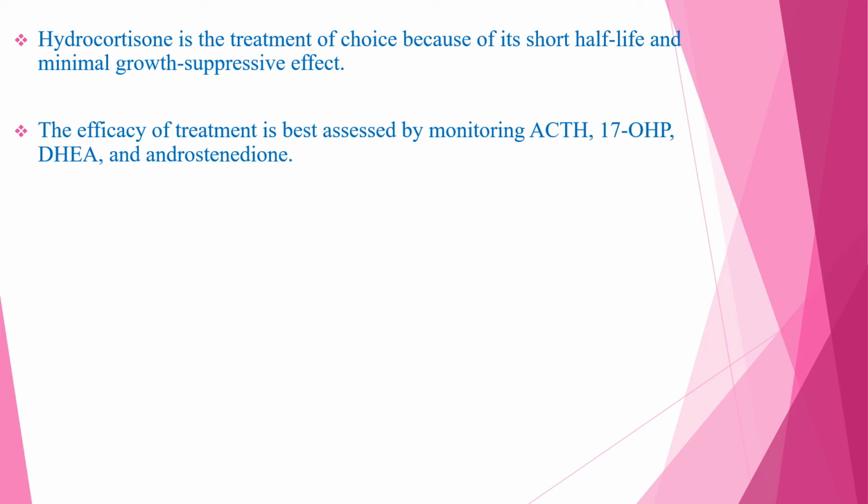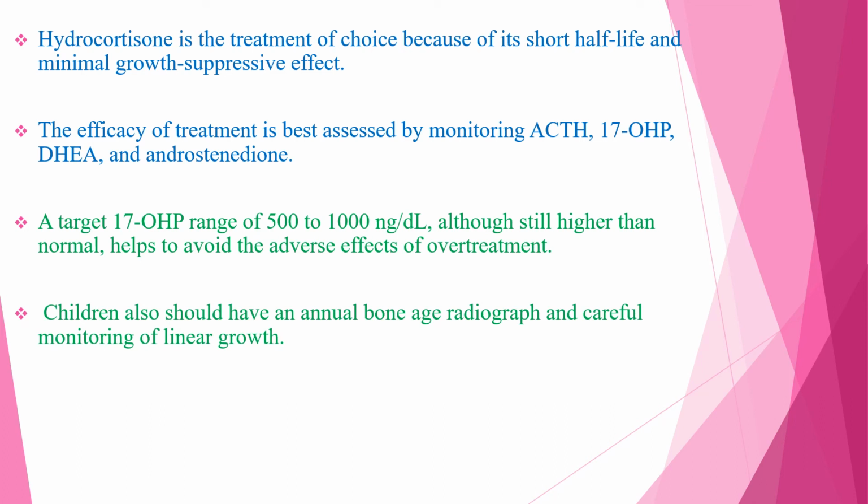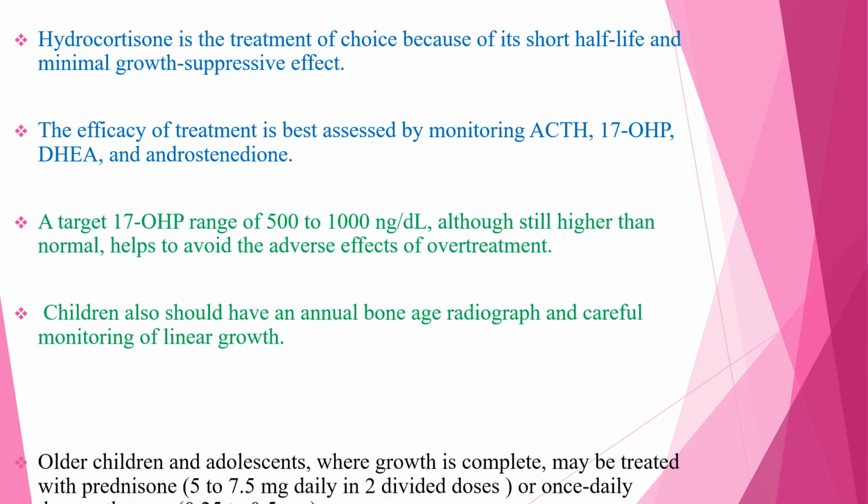The efficacy of treatment is best assessed by monitoring ACTH, 17-hydroxyprogesterone, dehydroepiandrosterone, and androstenedione. A target 17-hydroxyprogesterone range of 500 to 1000 nanogram per dL, though still higher than normal, helps to avoid the adverse effects of overtreatment. Children also should have annual bone age radiographs and careful monitoring of linear growth.